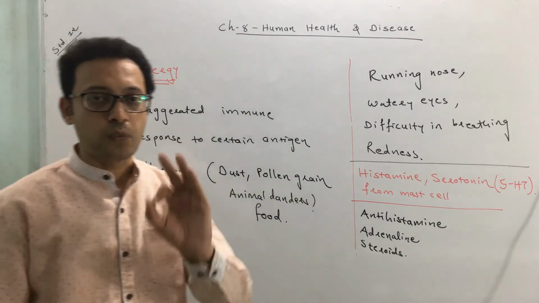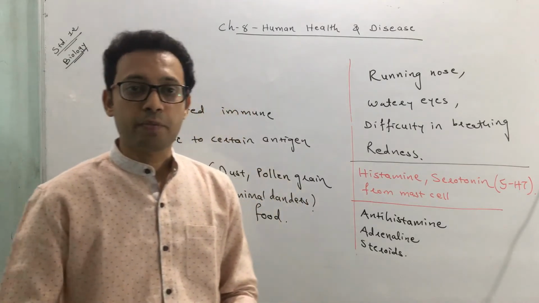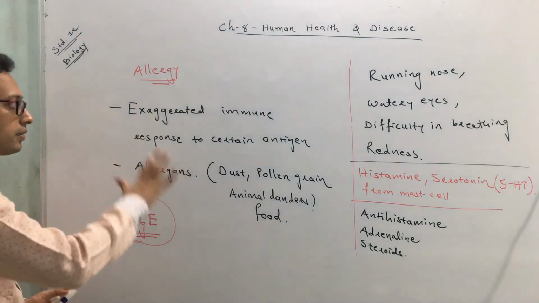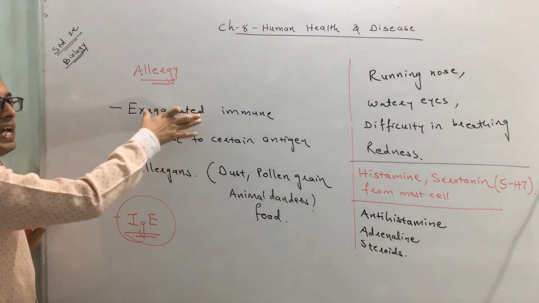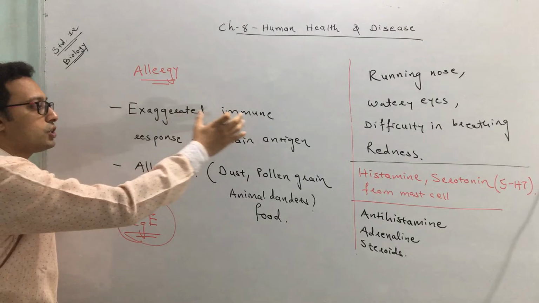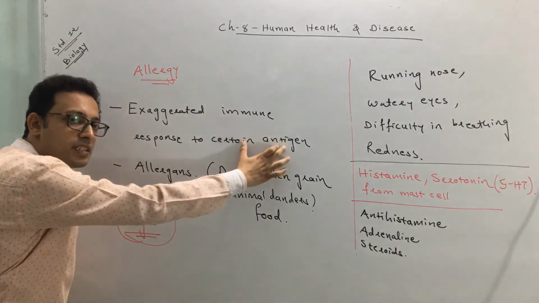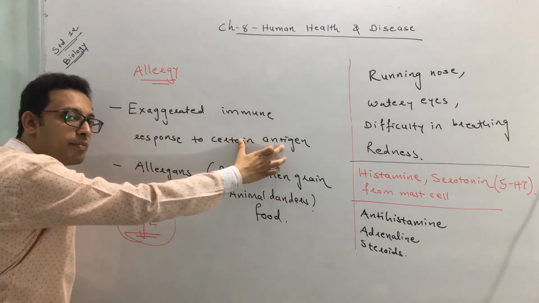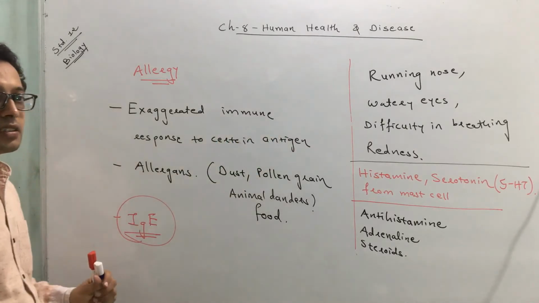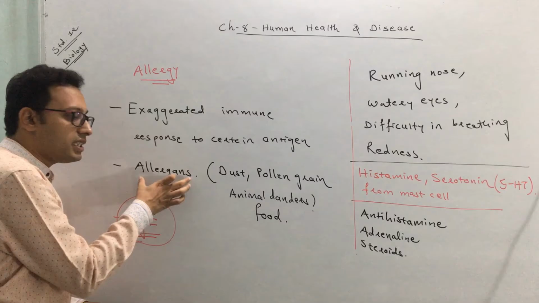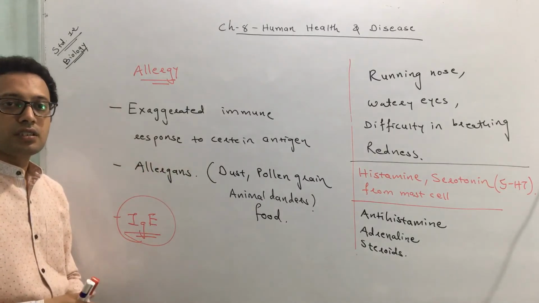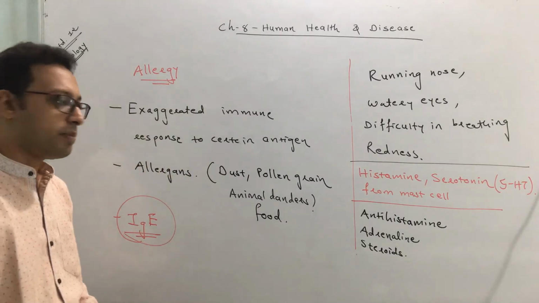Okay, remember, it's a very important short note that you have to prepare. What is an allergy? Again repeat, what is an allergy? Allergy is an exaggerated immune response to a certain antigen. Not all antigens, not all foreign material, it's to certain antigens. The substances to which the body produces the response are called allergens. Okay, and that may vary from person to person.